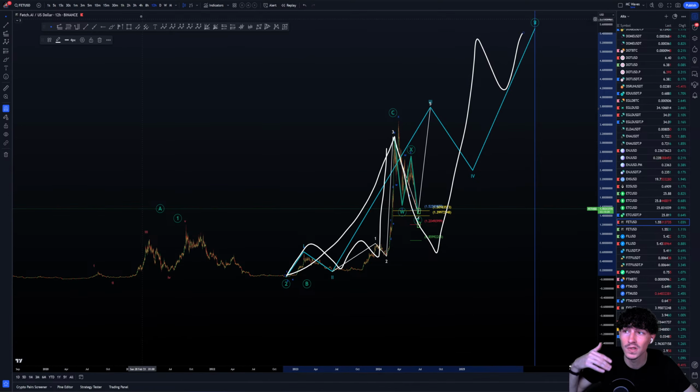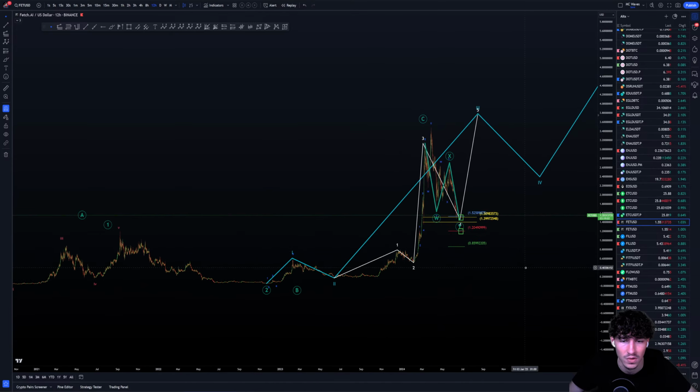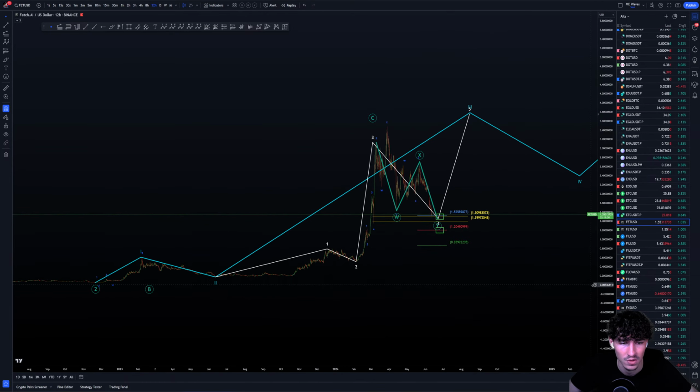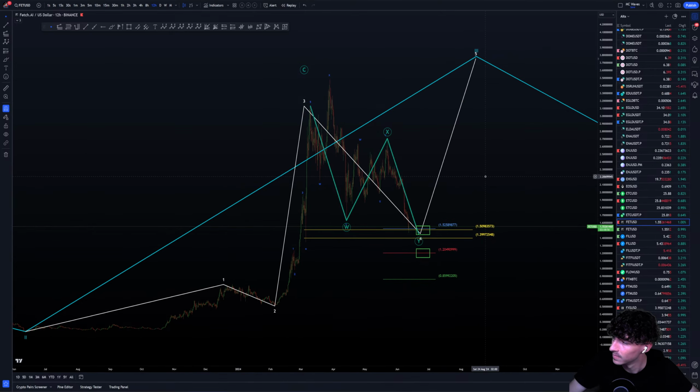Now we need to see what Bitcoin is going to confirm on the higher time frame first to take and think about all this configuration. That's why I'm not placing all the waves and doing all the stuff. We need to see first what Bitcoin is going to do. But yeah, for now, if we are into the wave 4, these are the two targets for FET.